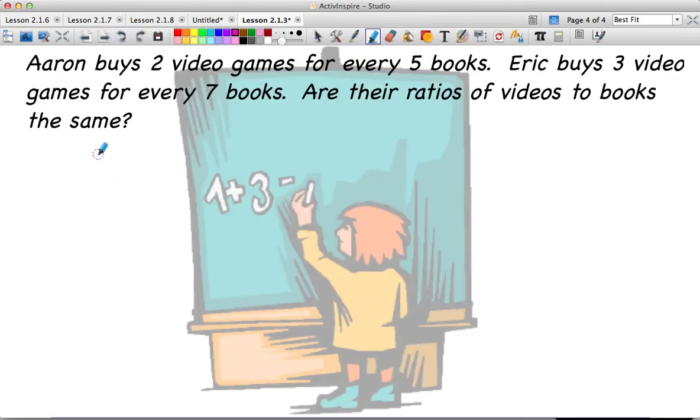All right, so the last problem here is Aaron buys 2 video games for every 5 books. Eric buys 3 games for every 7 books. Are their ratios of videos to books the same? So what I want you to do is draw your table, and come to your conclusion, and when you come to class, we will check your answer.